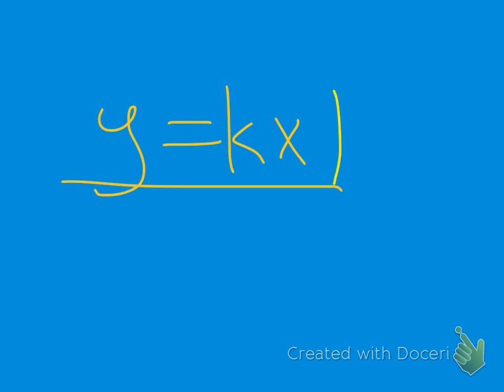It's important to always remember that our direct variation equation is y equals kx, where k is a constant. We are done.